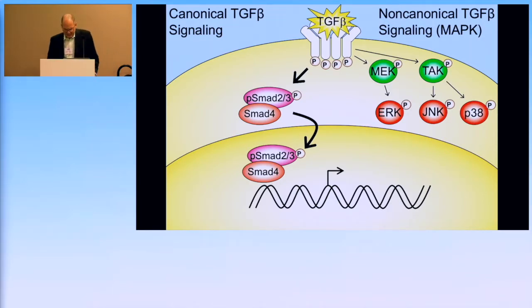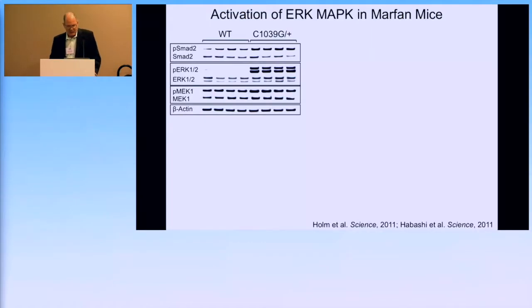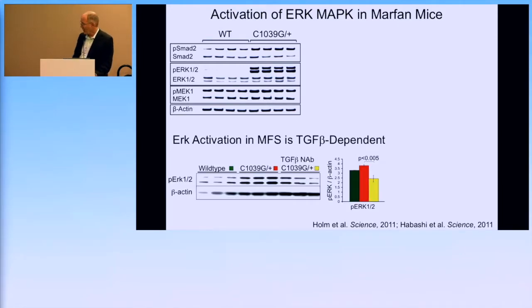So when we looked at these non-canonical cascades, we were quite startled to see the extent of increased activation of ERK within the aortic wall of our Marfan mouse model compared to their normal or wild-type littermates. We were able to show that this high ERK activation in the Marfan aortic wall was at least in part TGF-beta dependent. If you gave a TGF-beta blocking antibody, the activated ERK levels went back down to normal.